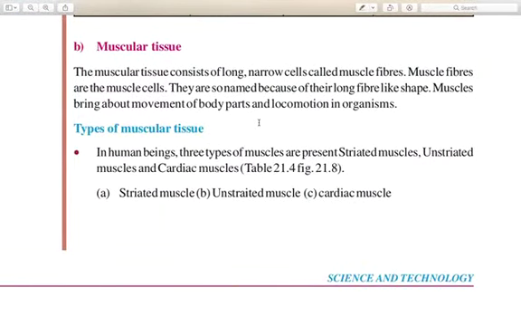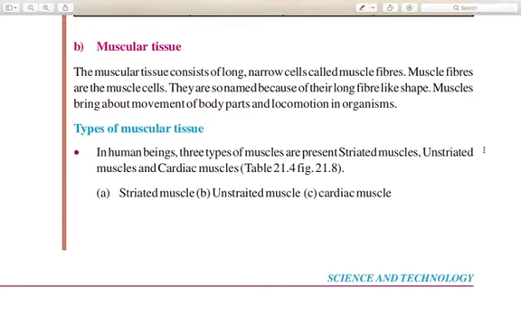So muscular tissue is nothing but we have muscles, right? These tissues consist of long narrow cells. Those cells are narrow and long, and they are called muscle fibers. Muscle fibers are basically the muscle cells. They are named because of their long fiber-like shape, and they bring about movement of body parts and locomotion.